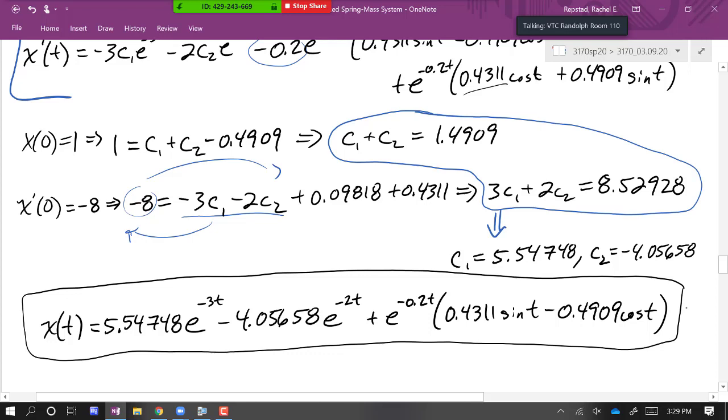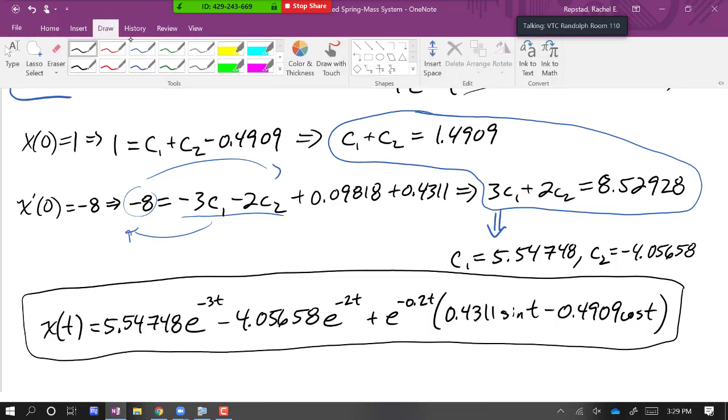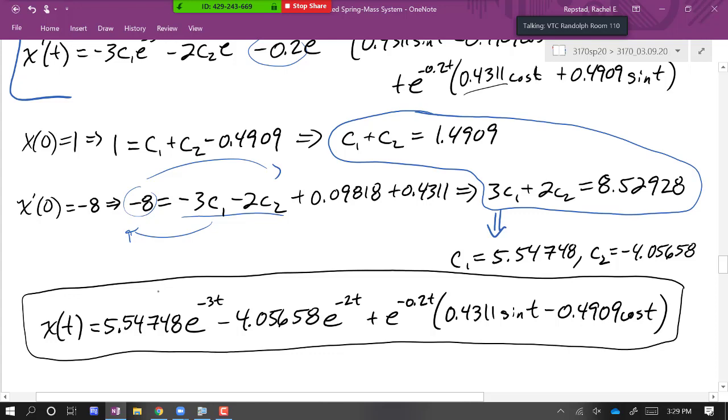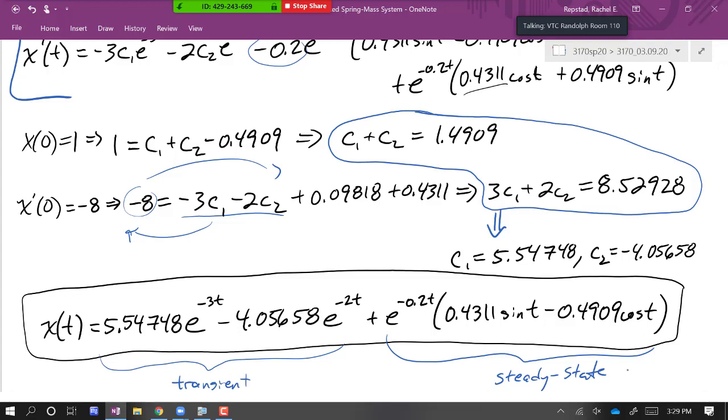So in this case, the first part here, this is what we call the transient part, and then this is what we generally call the steady state. We call the transient part transient because it's exponential decay functions and it approaches 0 as t grows to infinity. What happens to the steady state solution?